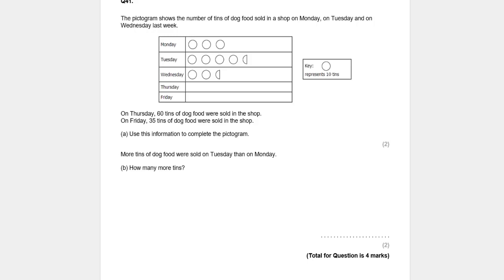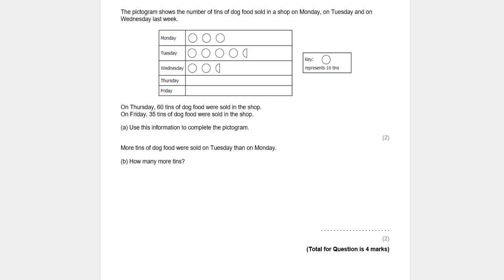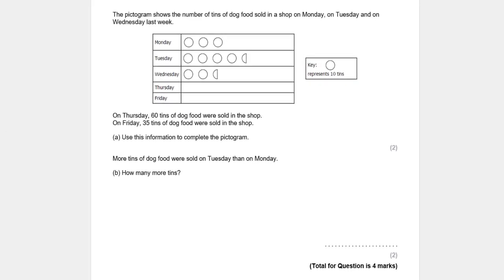There was another pictogram question here, so I just deleted that because 2 pictograms is enough for this video. We get the idea. The pictogram shows the number of tins of dog food sold in a shop on Monday, on Tuesday and on Wednesday last week, so we can see this information. And the key is 1 circle represents 10 tins.